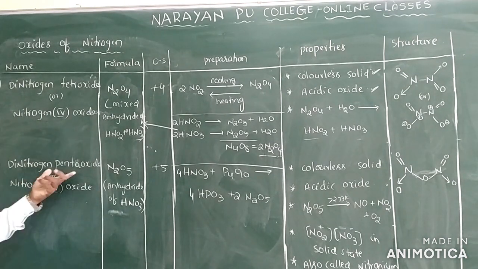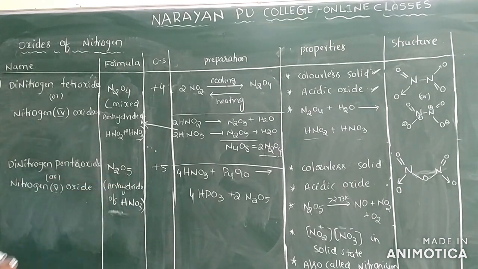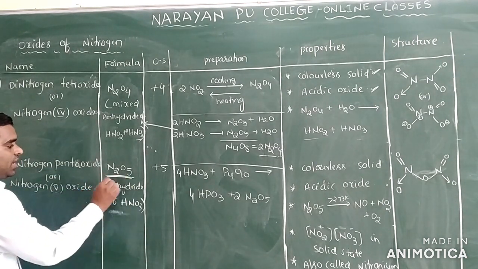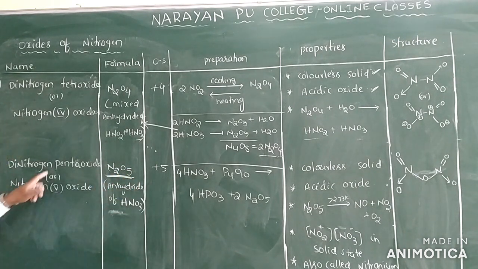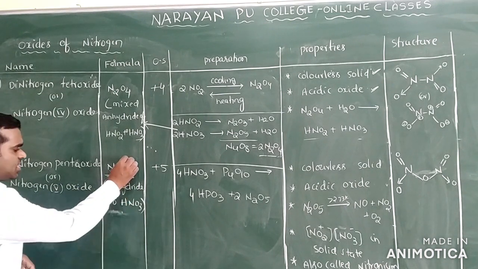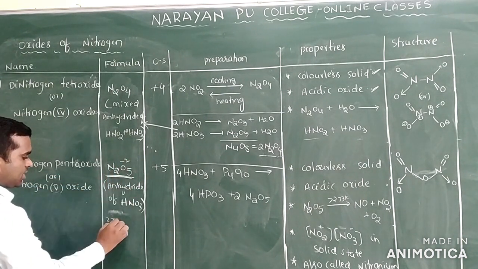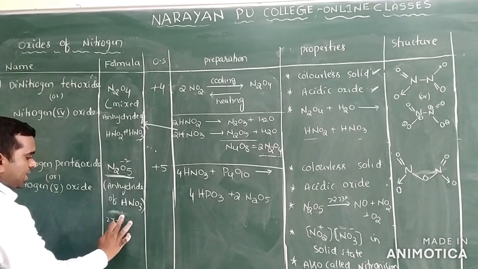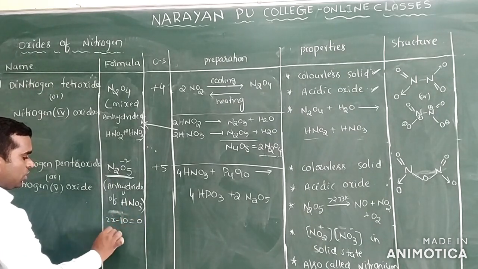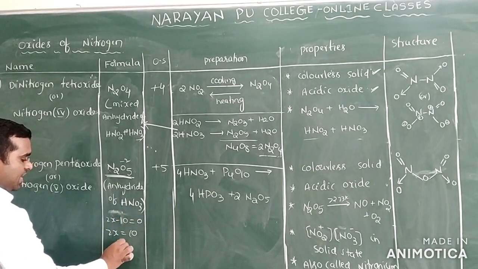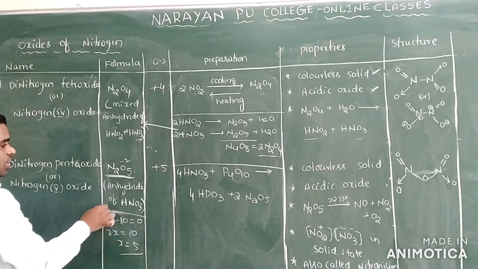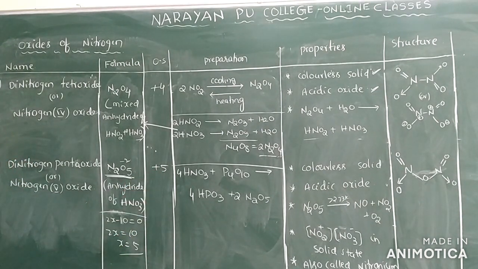And the last one here is N2O5, dinitrogen pentoxide. What is the oxidation state? I will calculate here, you know already: 2x and here -2, so 5 into -2 is -10, equal to 0. So 2x is equal to 10 and x is equal to 5. That you already know how to calculate. That is 5. Clear? And you know how to prepare this one.